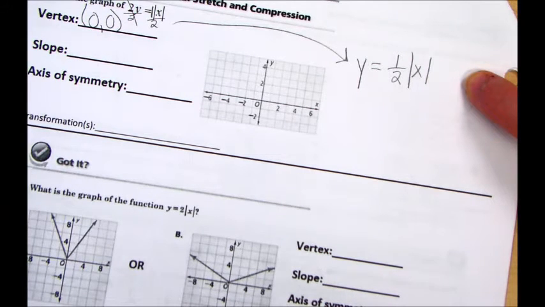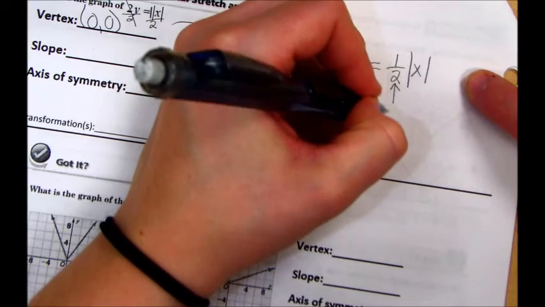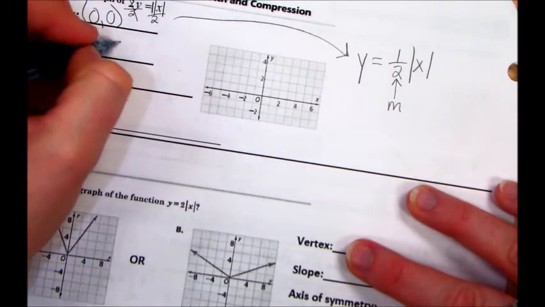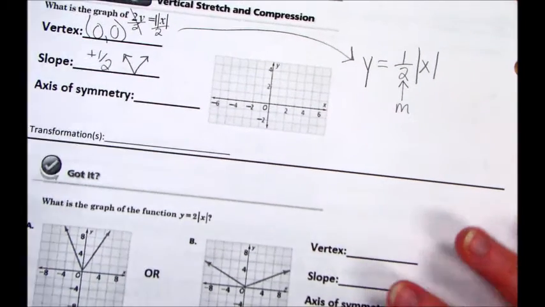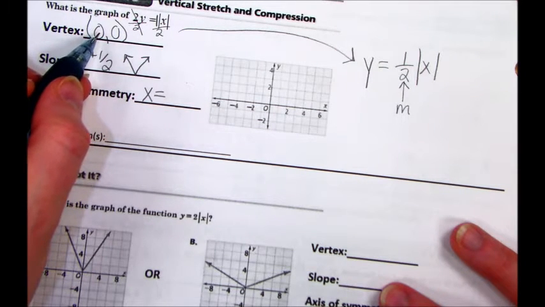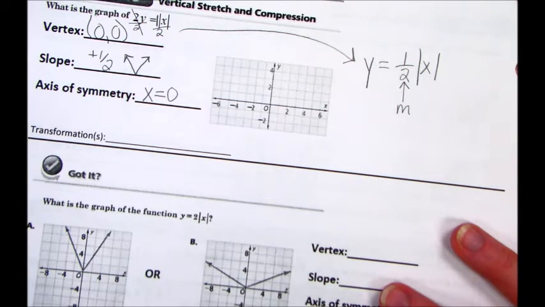Our slope, that is such a pleasant noise. The slope is the number in front of your absolute value. So right there, there's your slope. It's a positive 1/2, which means the V shape is going to open up because it's positive. The axis of symmetry is x equals, you see that number right there, the x value of your vertex. I'm just going to drop it down. That's your axis of symmetry.